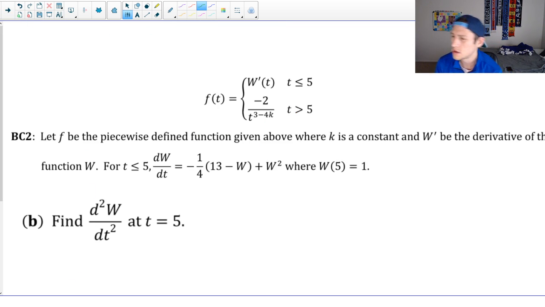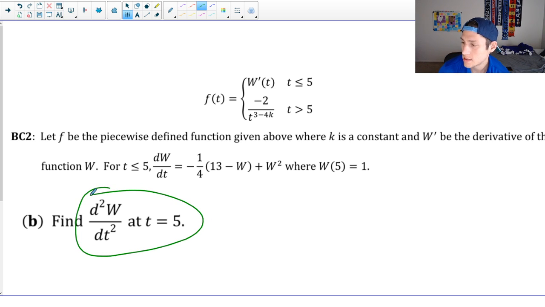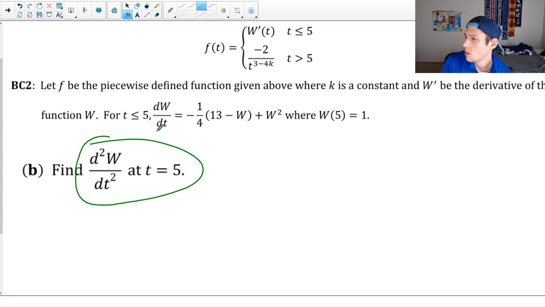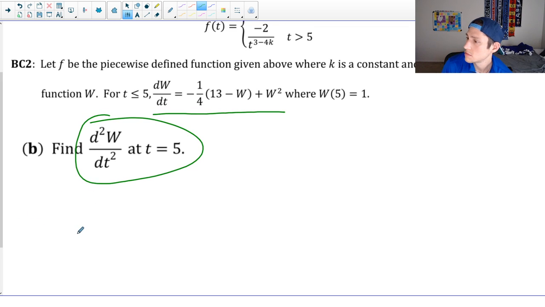All right, part B. So same setup of the function, but now we want to find the second derivative at t equals 5. Right, second derivative of w. We already have an equation for the first derivative, so let's just take the derivative again. Okay, so first let me just figure out what is the derivative in general, before I plug in t equals 5. So let me just take the derivative.